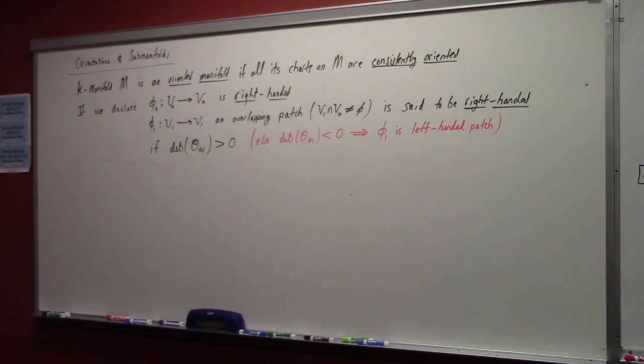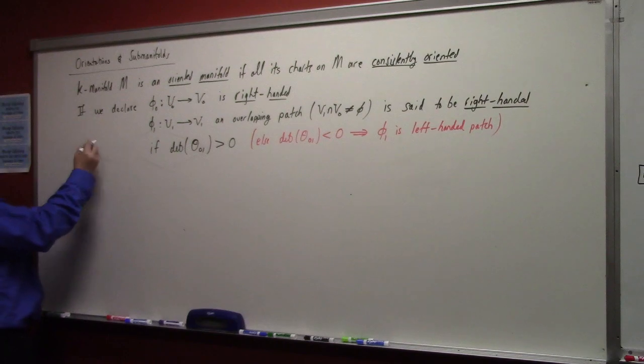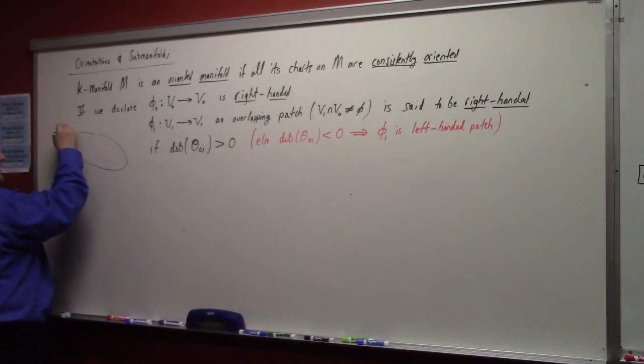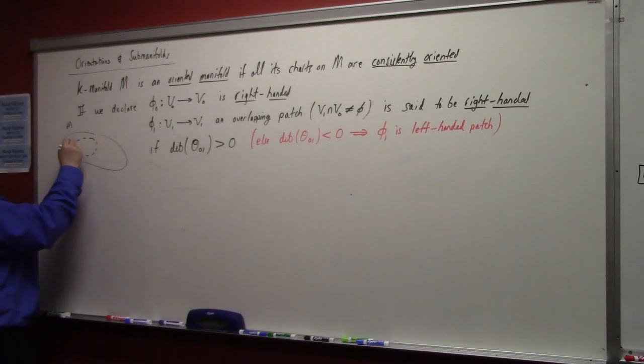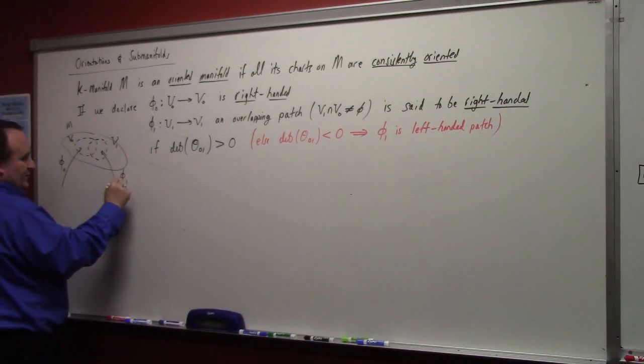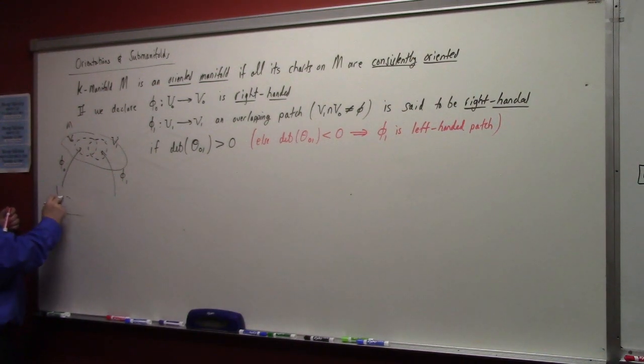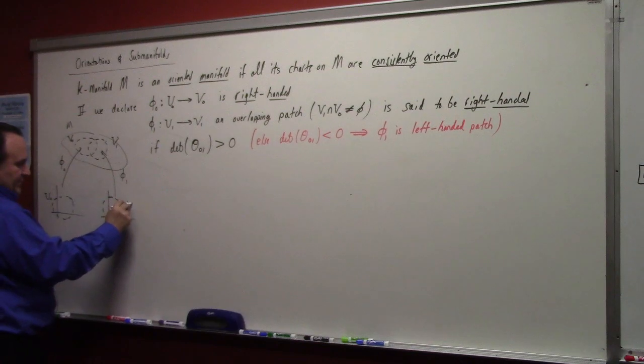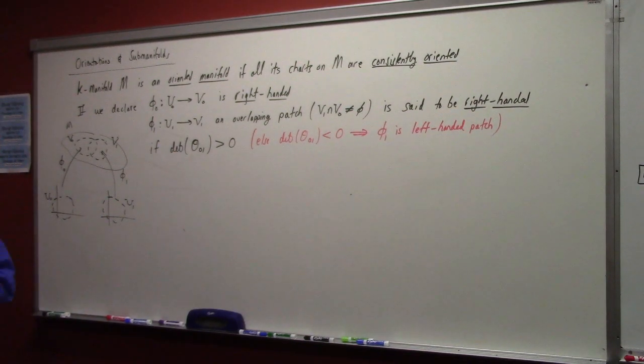Now, you probably, like me, have forgotten what theta 0, 1 means, right? Okay, so that's fine. Let's talk about it. So here's my M, and here is maybe V0, and here is V1. And so this would be my phi0, over here would be my phi1, down here, here's your U0, over here, your U1. So the thetas are my notation for the transition functions.